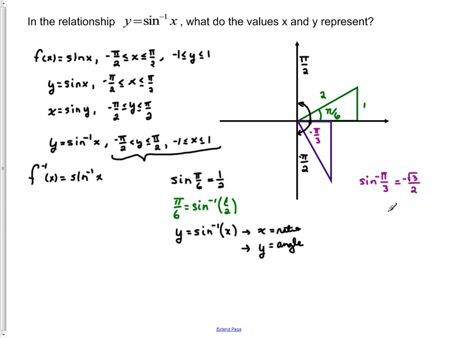Angles that terminate in the third quadrant or in the fourth quadrant have a negative value for sine. So what we would have to say then is that negative pi over 3 would be the result of taking the inverse sine of the ratio negative root 3 over 2. And so keeping these positions in mind is really, really helpful when we start evaluating these inverse trigonometric functions and determining what they mean. More to come.